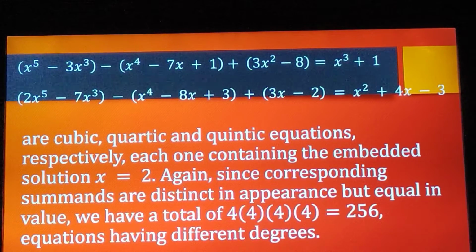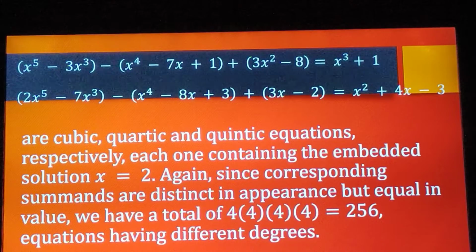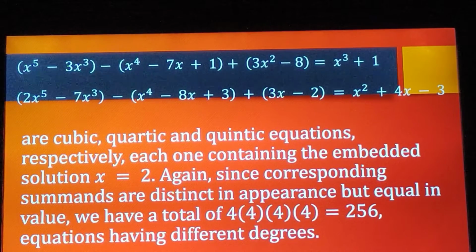Again, since corresponding summands are distinct in appearance but equal in value, we have a total of 256 equations having different degrees. 4 choices for the first, another 4 choices for the second expression on the left side, and another 4 choices for the third expression on the left side, and 4 choices on the right side.